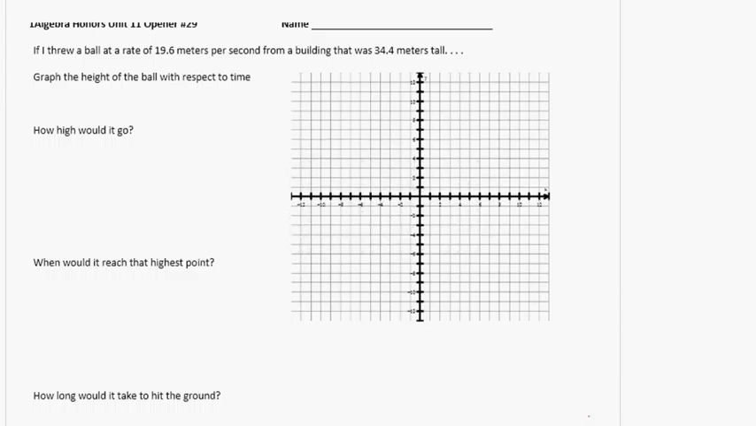If I threw a ball at a rate of 19.6 meters per second from a building that was 34.4 meters tall. So meters, right? That's one thing to notice here. We're in meters. So if I threw it from a building, what do you think of that as up or down?